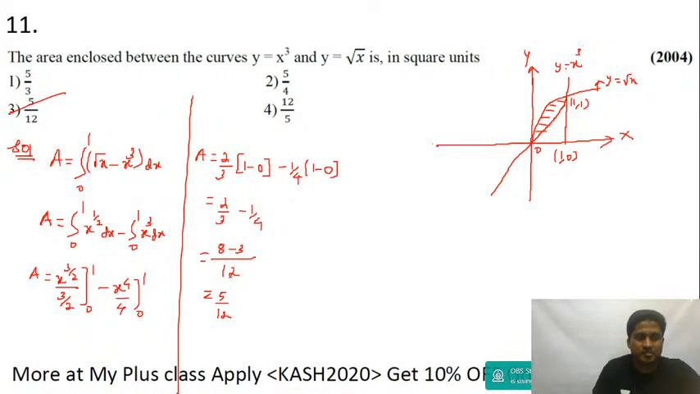That's the answer, option C. This will be square units. Yes guys, this is 5 by 12 square units. Question number 11. Let's move to the next question, guys.